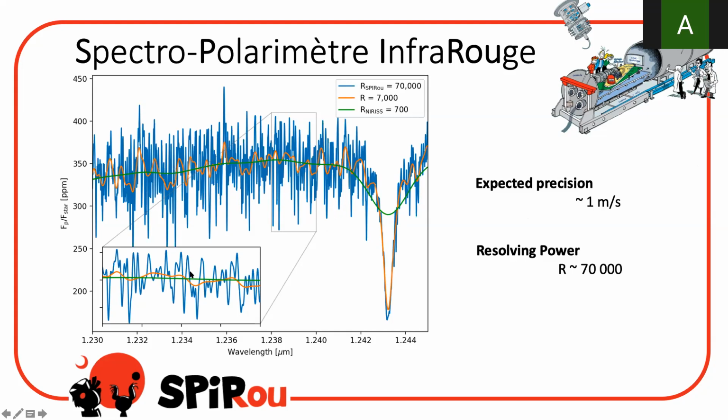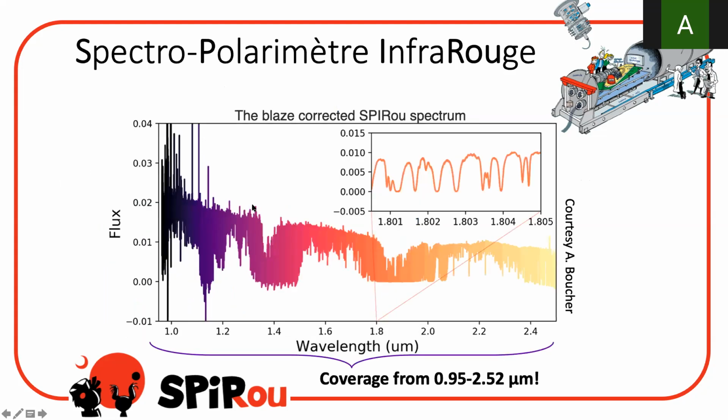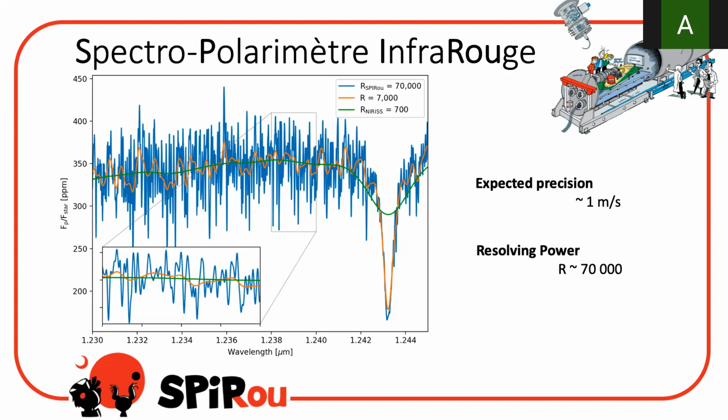It's a synthetic emission spectrum of a hot Jupiter. And you can see that at Spirou's resolution, the blue line, you can resolve all the individual spectral lines. These are water emission lines. So it's not noise. It looks like noise, but it's not.